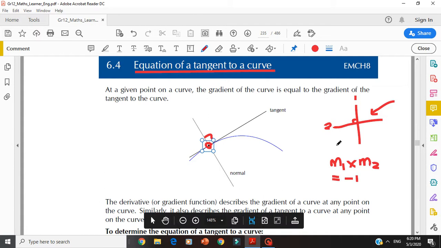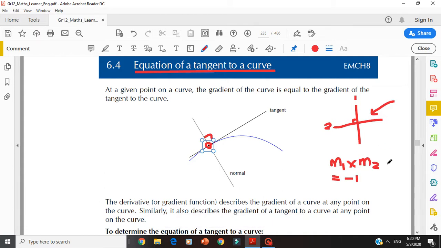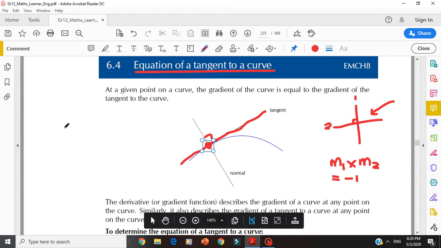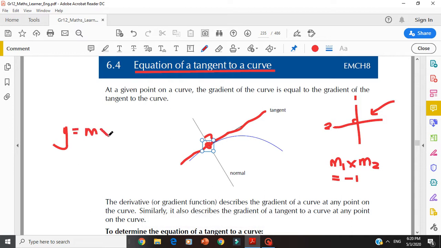And so we're going to use some differential equations and calculus to solve the equation of this straight line that we got here, this tangent line. We want to know what that equation is. Because it's a straight line, it must have the form y equals mx plus c.